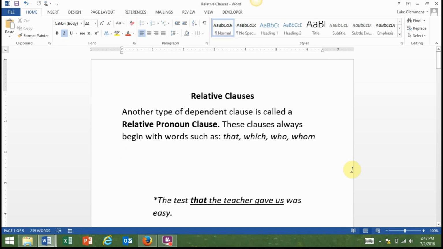Hi, this is Mr. Clemens, and today we're going to be talking about relative clauses. Another type of dependent clause is called a relative pronoun clause, and just for short, I'm going to refer to it from this point on as a relative clause. These clauses always begin with words such as that, which, who, or whom.